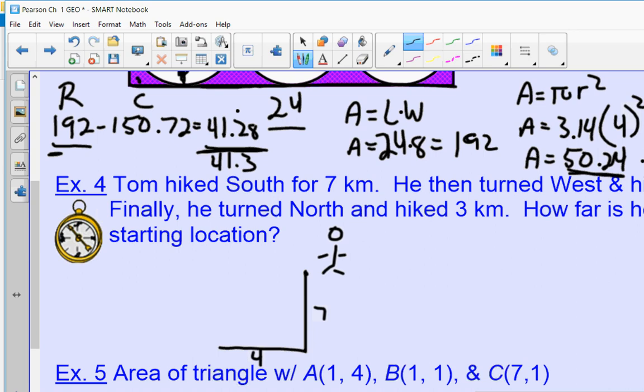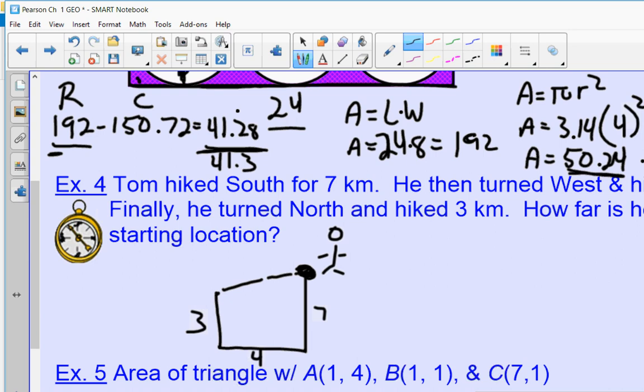Then he turns north and hikes 3 kilometers. So north is usually up. And we're going to assume he goes in a straight line again, and he goes for 3 kilometers. So there's his height. How far is he from his starting location? Well, he started from here. So I'm assuming how far he is is this dotted line that I just drew there. Not a very good one, sorry.